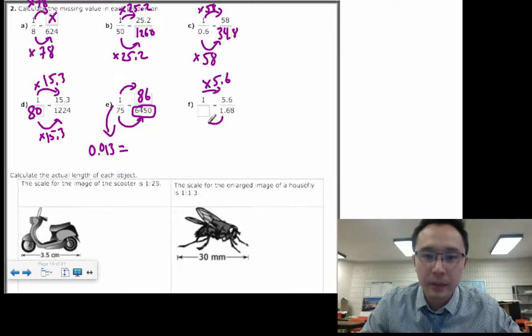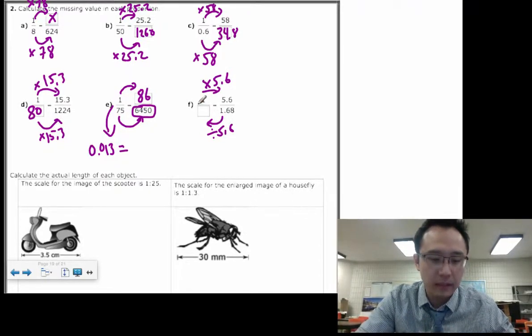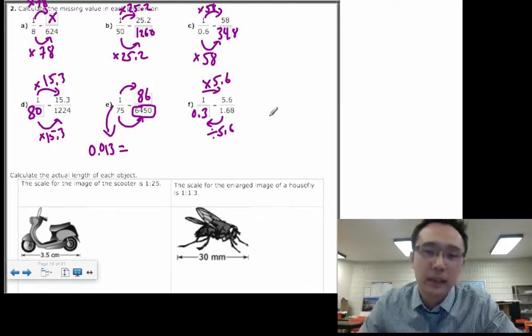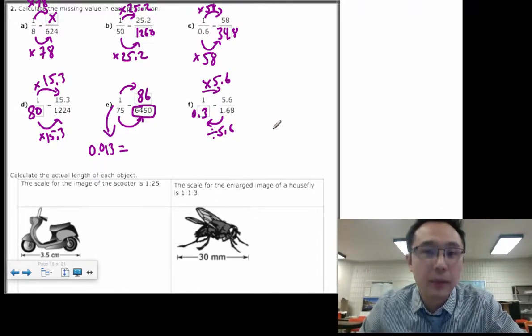So moving on to the last one, 1 going to that is times by 5.6. So I'm going to divide by 5.6. So 1.868 divided by 5.6 is 0.3. So that's your proportional method. You can always solve this through the cross multiplication method, but the proportional method is, in a way, kind of straightforward as well.